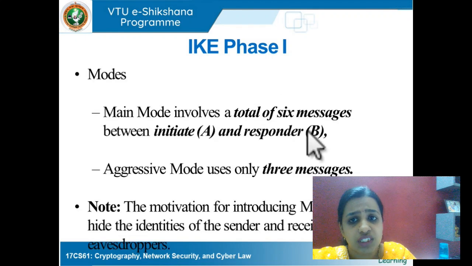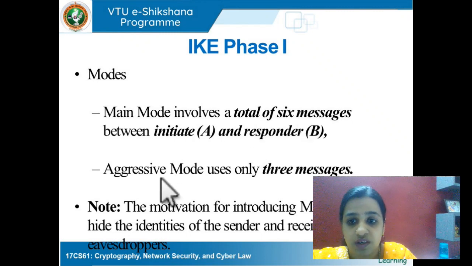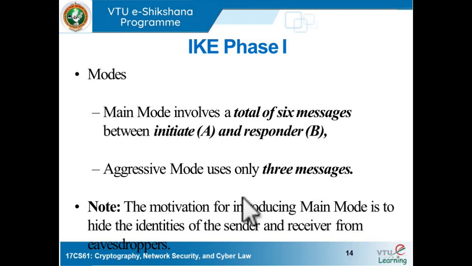Now, this particular IKE algorithm has two modes of operation. Specifically, phase 1 has two modes of operation. Mode 1 is called the main mode, and this mode involves exchange of 6 messages between the initiator A and the responder B. The other mode is called the aggressive mode, which uses only 3 messages to authenticate the initiator and the responder. Here we can see that the motivation for introducing the main mode is to hide the identities of the sender and the receiver from the eavesdropper.